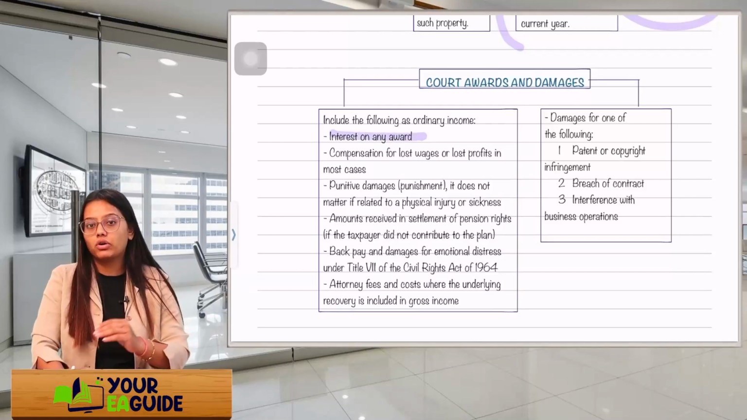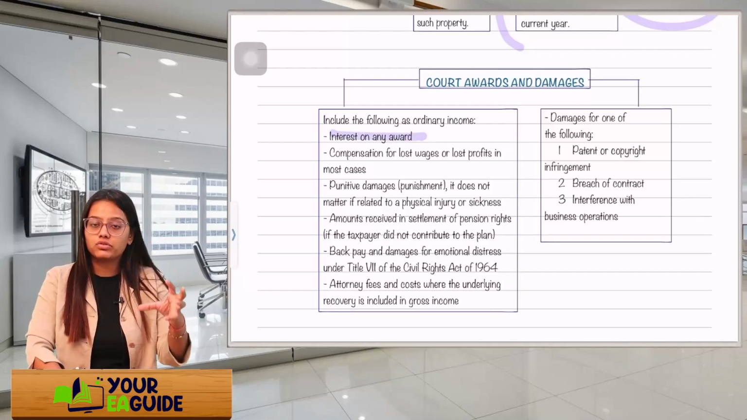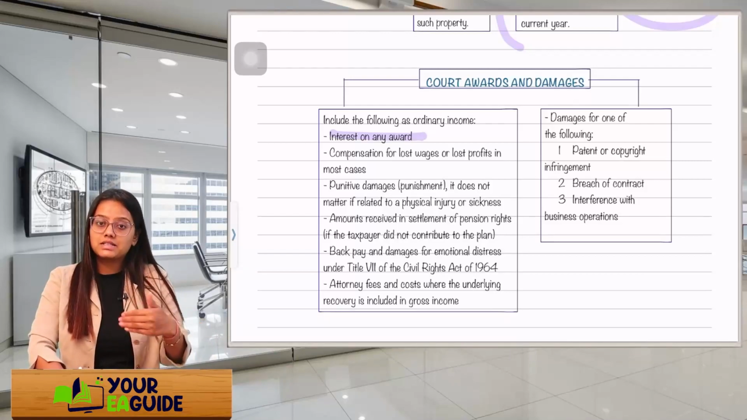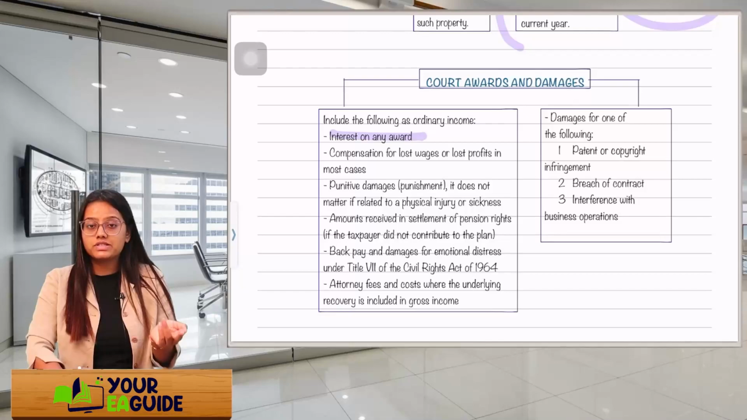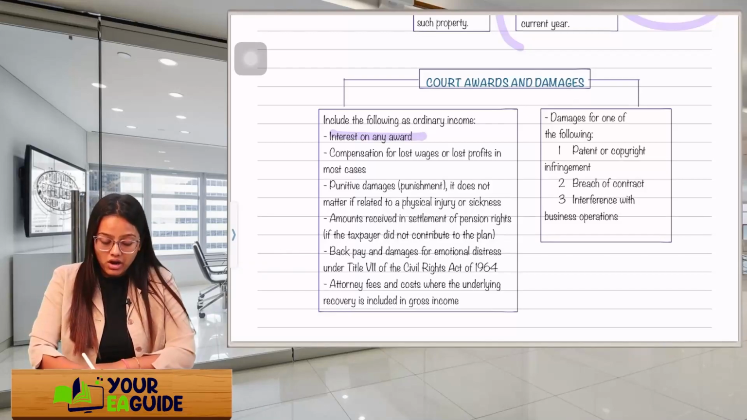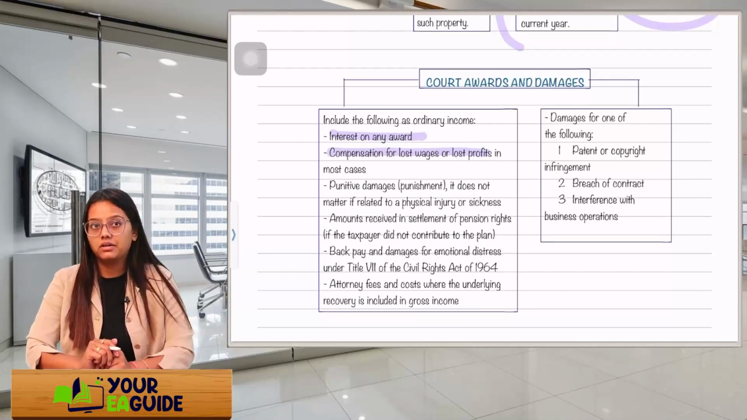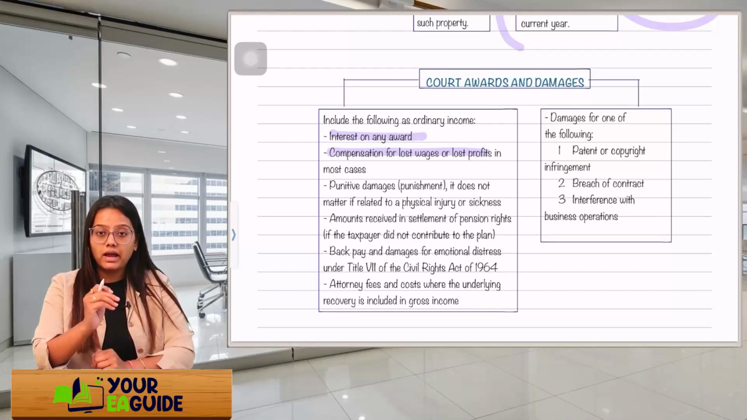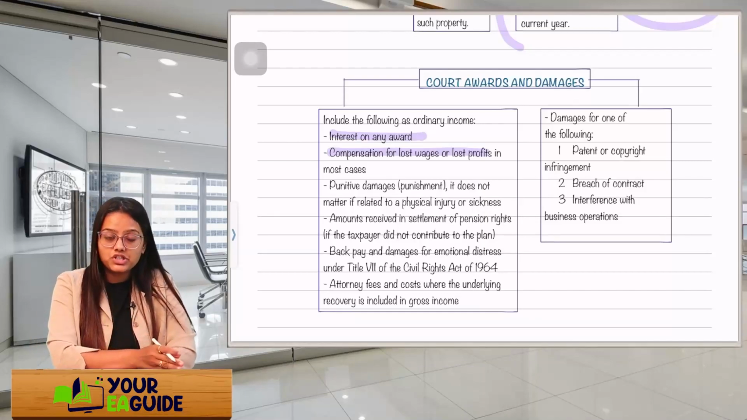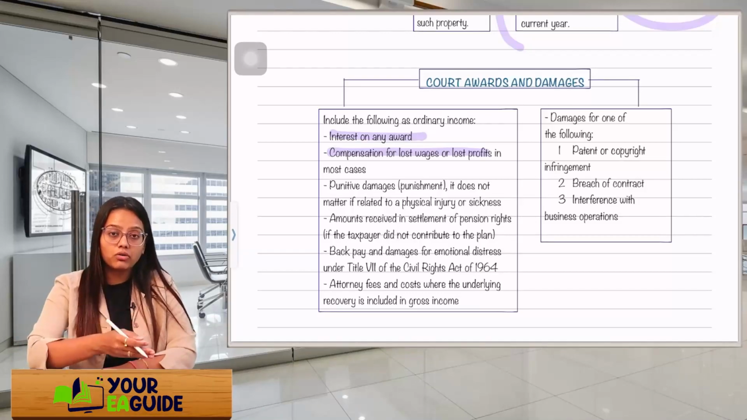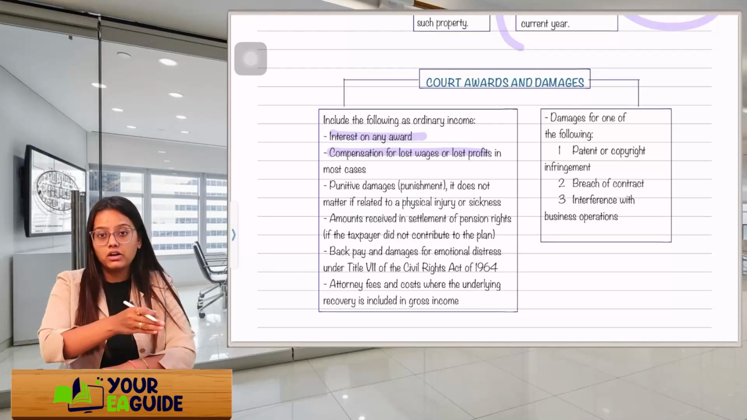Okay, let's say the court has already given the judgment that you are going to receive $10,000 from XYZ party, and that party has delayed paying you the amount, so you will receive interest on that award, or any compensation for lost wages or lost profit in most of the cases. So it can happen that you're working with an employer and some previous wages are lost due to a breach of contract, and you went to court and won the case, and you are going to receive the compensation for any lost wages.